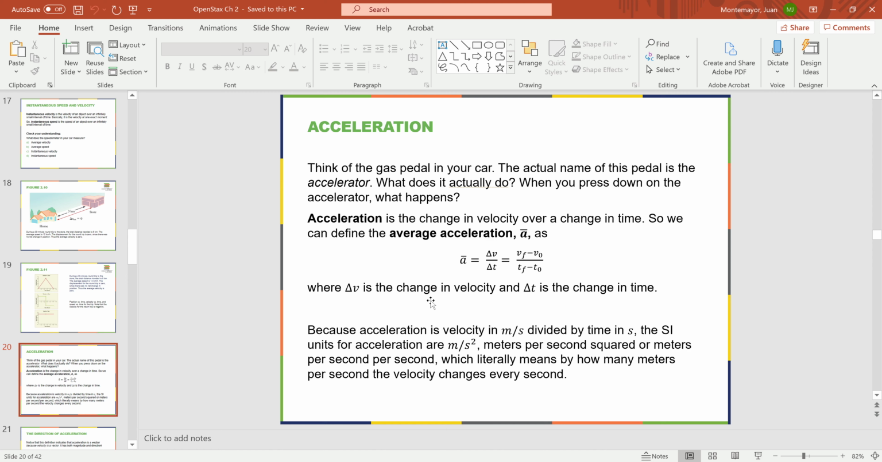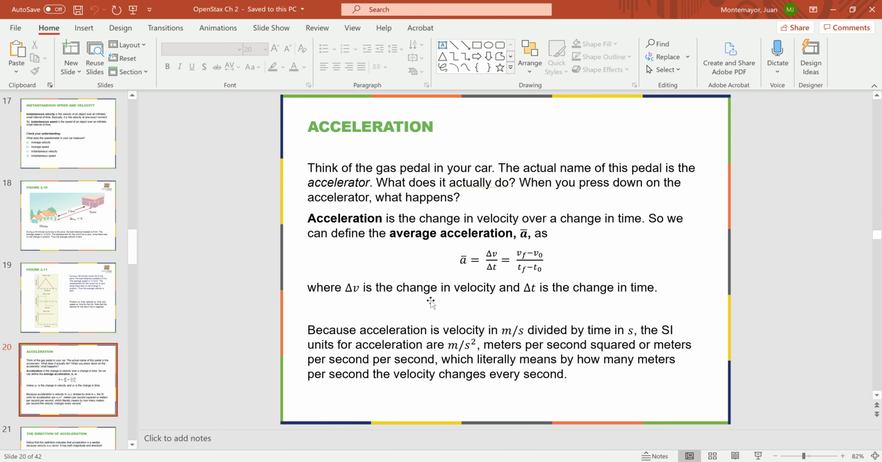But we also have equations for this. So we have your final velocity minus your initial velocity over your change in time, of course. Because acceleration is velocity, which is meters per second, divided by another second, the SI units for acceleration are meters per second squared. So, which literally means by how many meters per second the velocity changes every second.